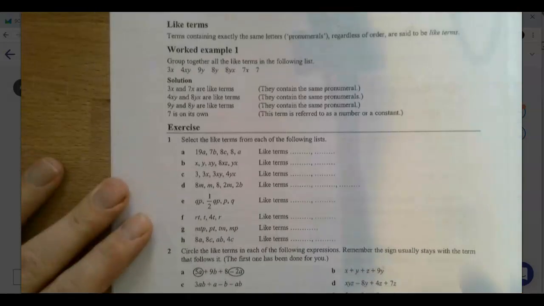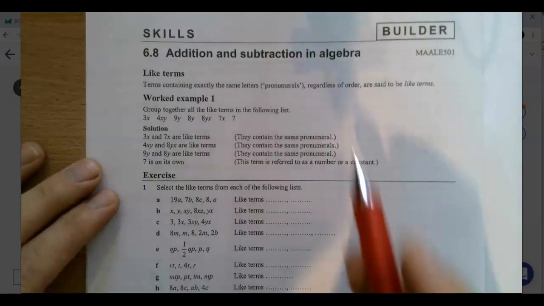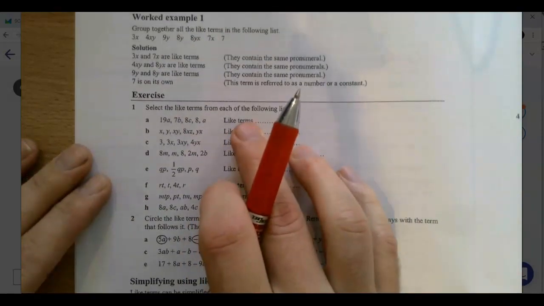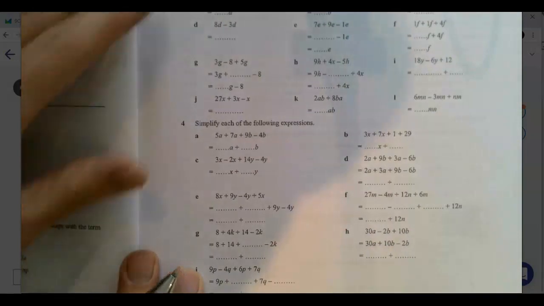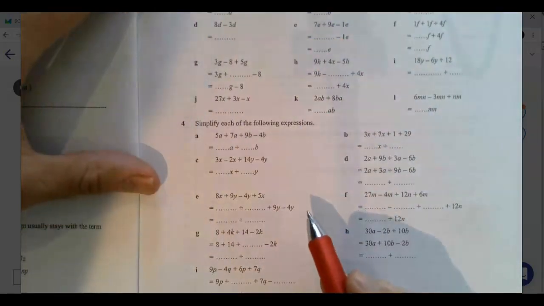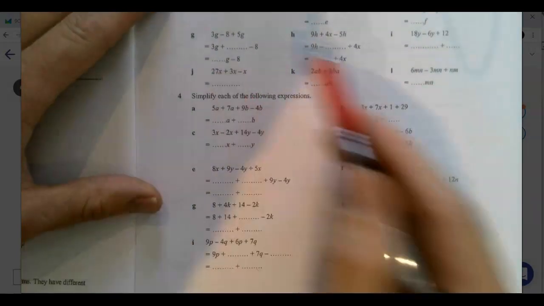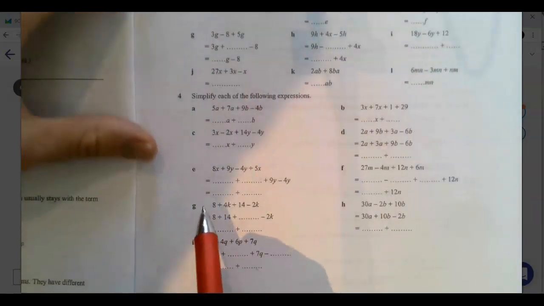As we move through, we're going to move on to addition and subtraction. There's a bit of a recap about like terms again, just really getting used to that idea, and then moving through addition and subtraction. What I want you to look at is the method that they've used here to lay this out.